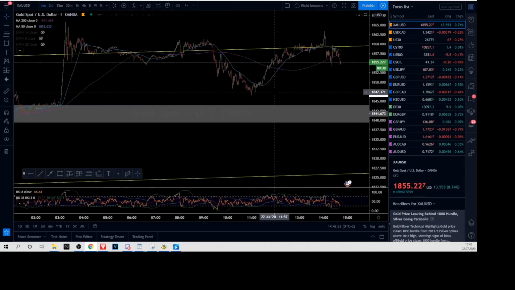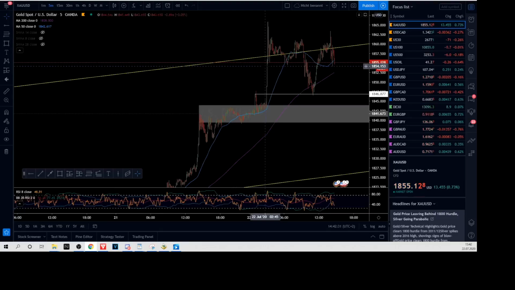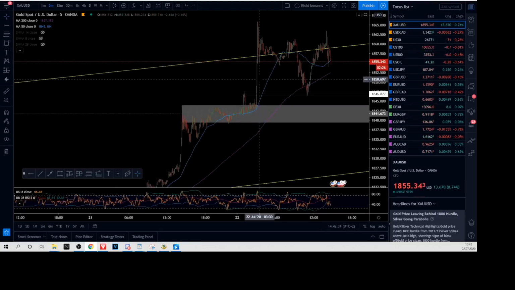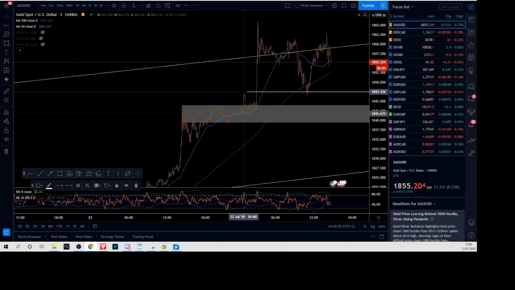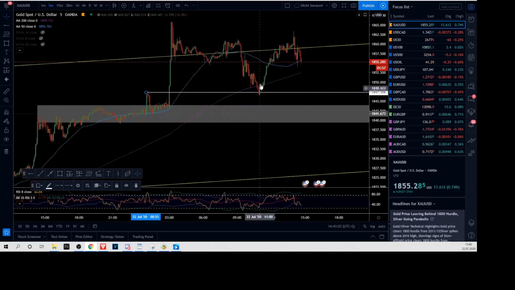Let me explain what I did around 1 or 1.5 hours ago. Tonight, gold was pushing like crazy to 1865, and then it came down, and I marked up this level because it was a resistance around 1847. In this area where I marked up a resistance level, price was rejecting that level.